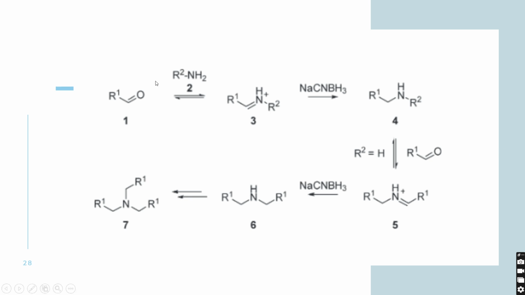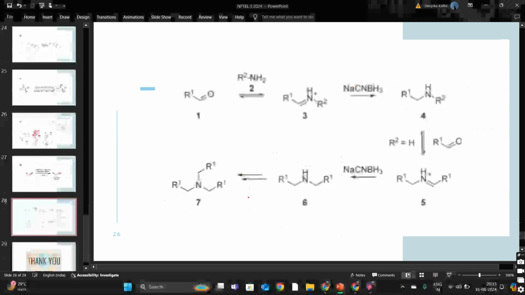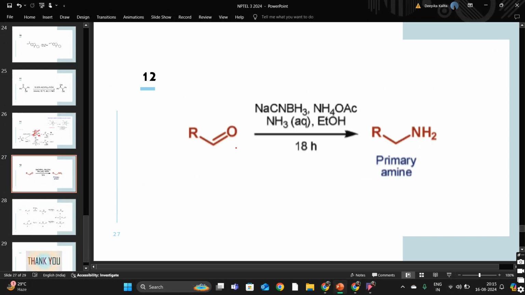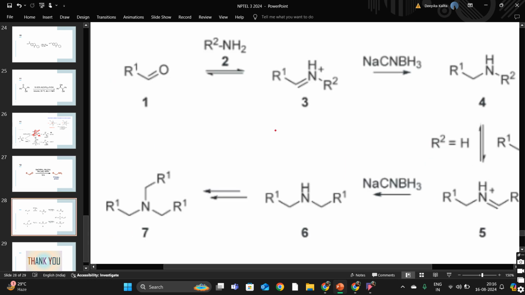So the ketone reacts with your amine present in the reaction condition. If you go back to your reaction condition, here you are given ammonia and ammonium acetate. So you just have to react your ketone with ammonia and you will get an imine like this. So if you have ammonia, this R2 also will be H in your case.